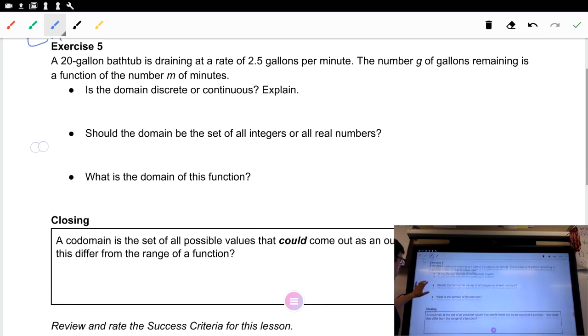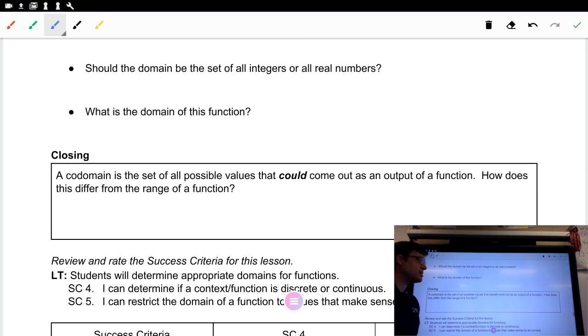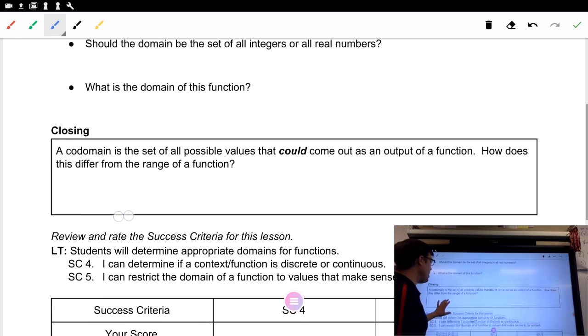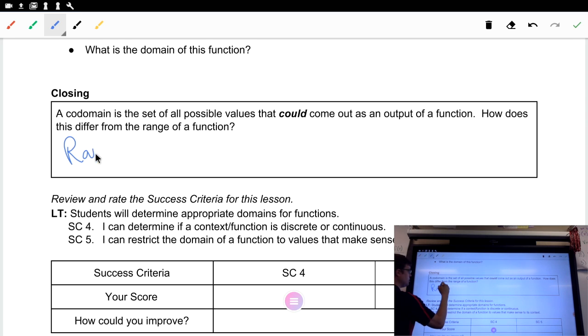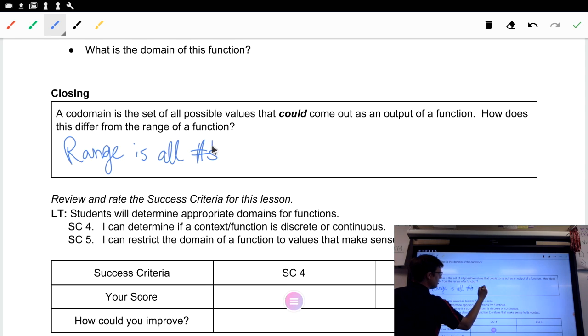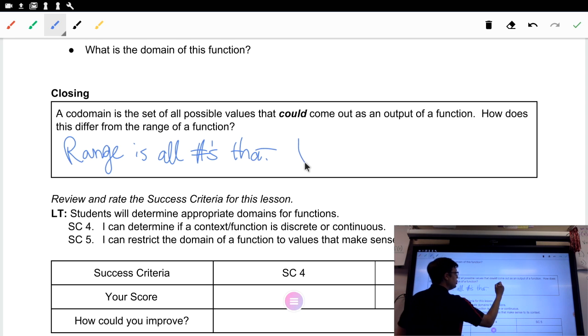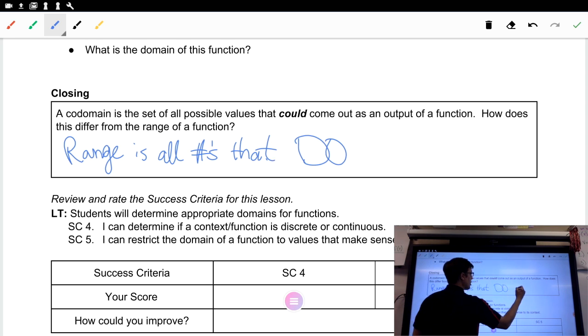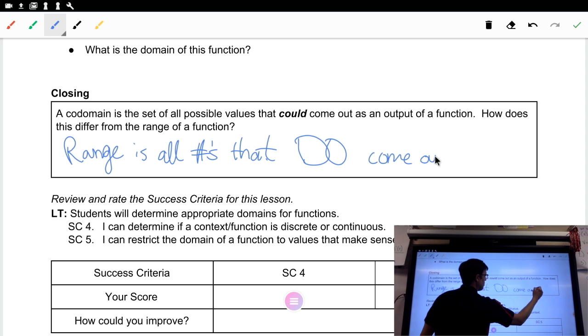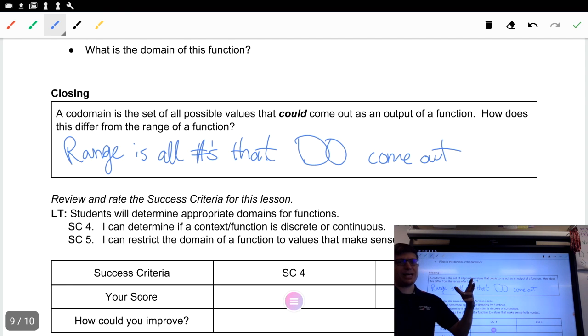Okay. A codomain is the set of all possible values that could come out as the output of a function. How does this differ from the range of the function? The range of the function is all numbers that do come out. The codomain is anything that could.